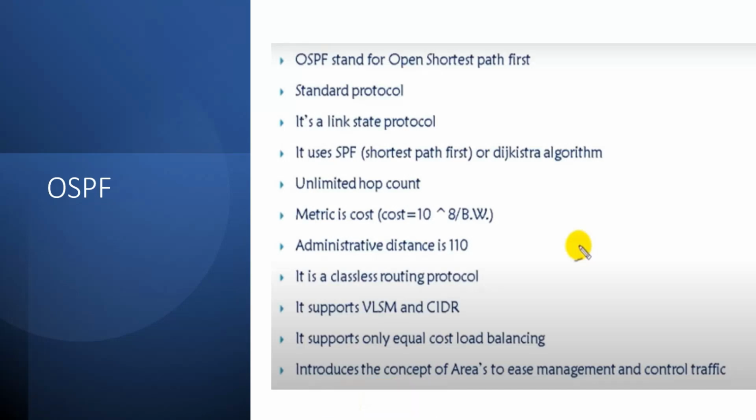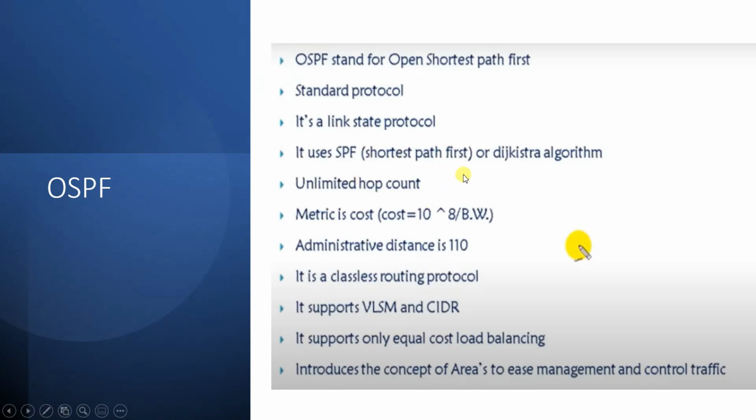It uses the Dijkstra algorithm for finding the shortest path. Here the best path is calculated by using the cost metric. Cost is calculated using the formula 10 to the power 8 divided by bandwidth.